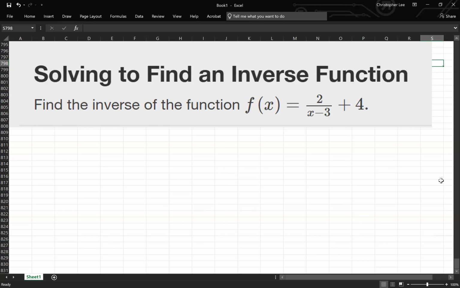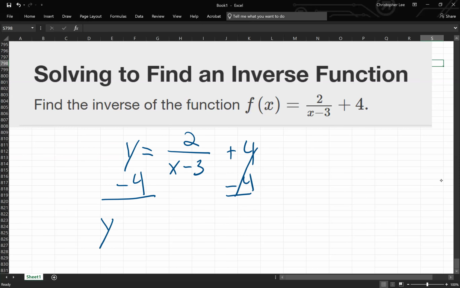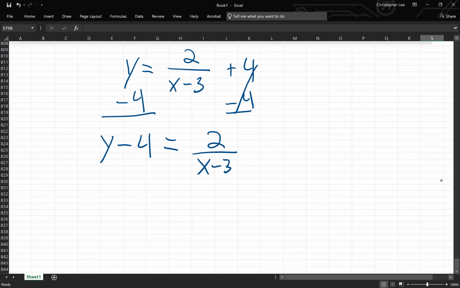I didn't do it yet. Let's see. I'm going to rewrite this as y equals 2 over x minus 3, plus 4. So here's how you do this: solve for x and then swap the x and the y. That's it. I'm going to subtract 4 over here, which you do to one side, you do to the other. So you get y minus 4 equals 2 over x minus 3.